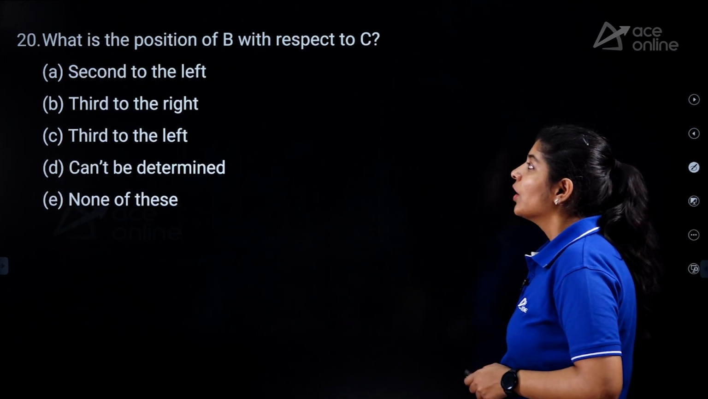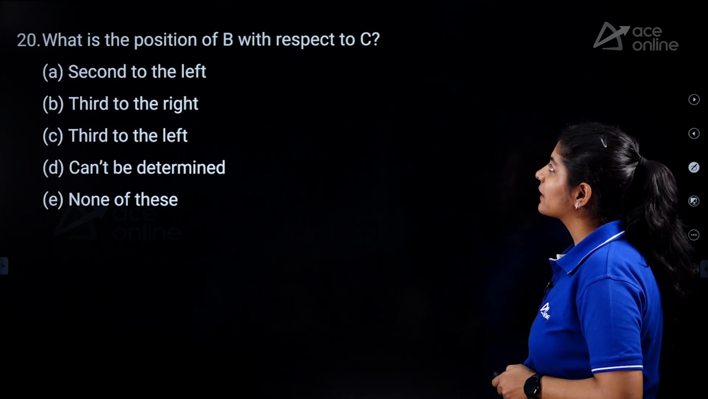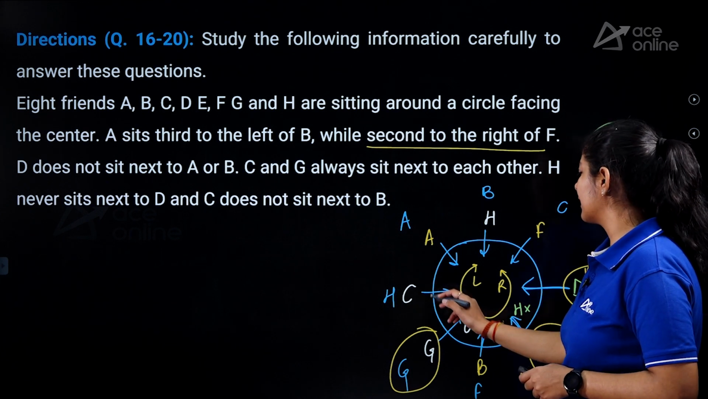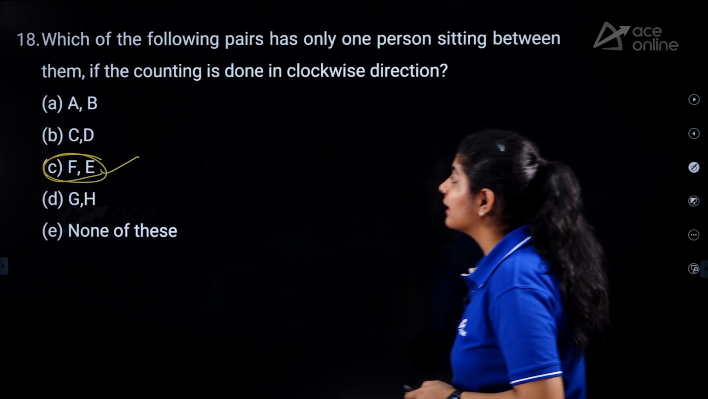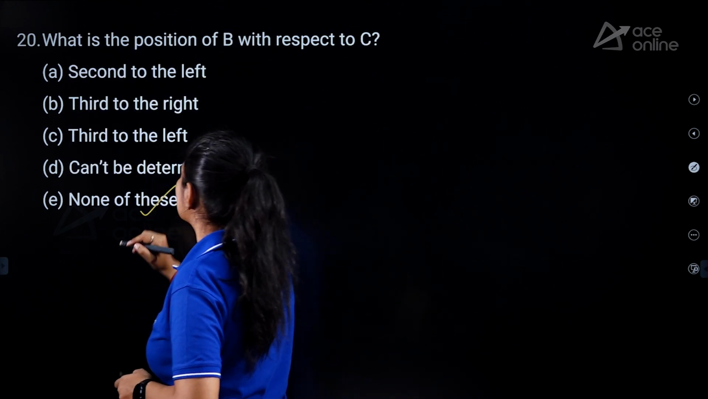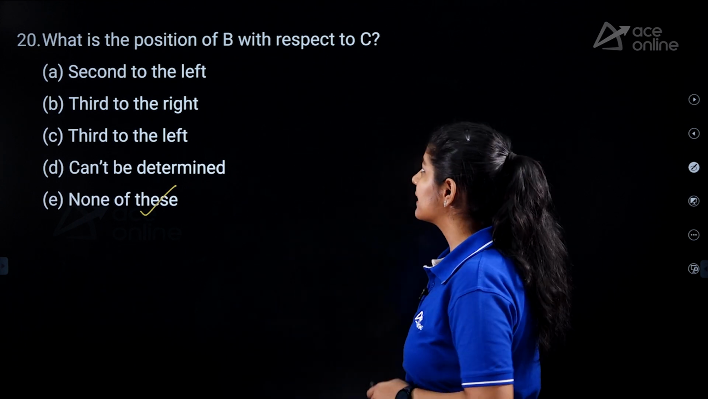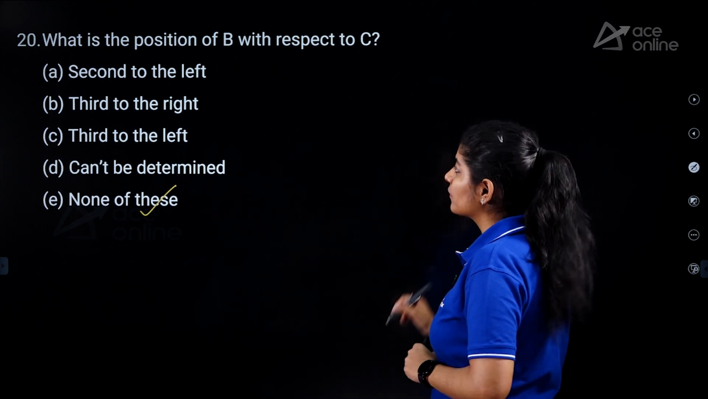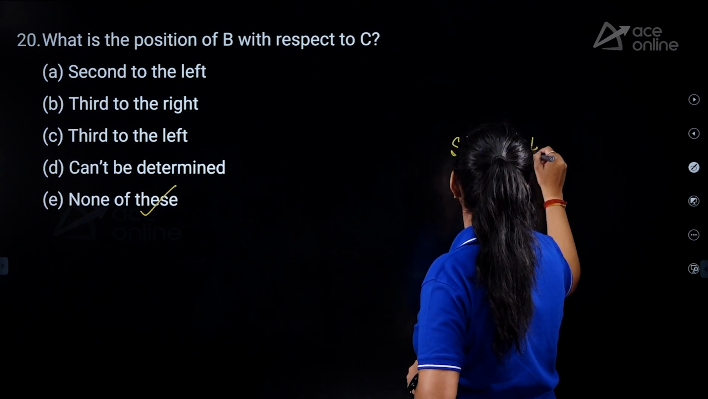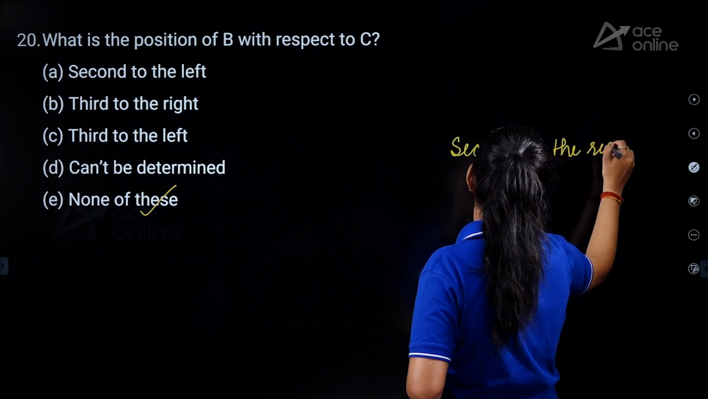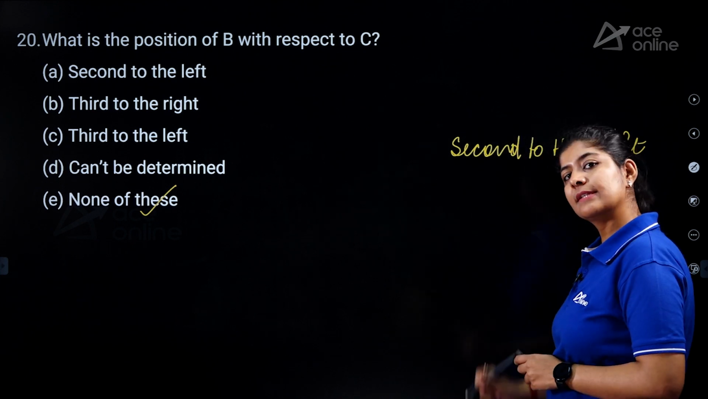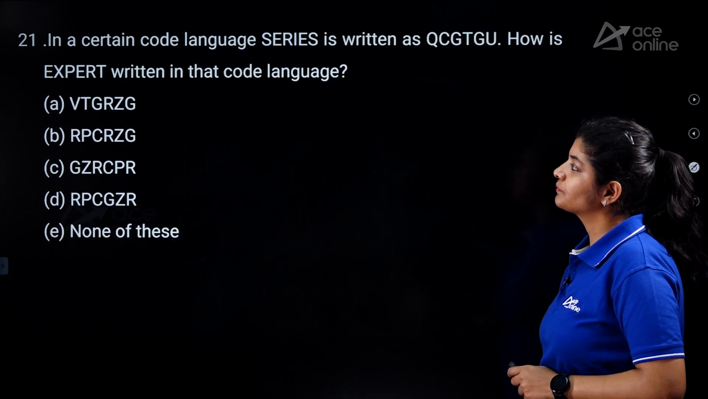And the last one. What is the position of B with respect to C? So here it is like first right, second right. It is on the second right. So basically the correct answer over here is option number E. The position of B with respect to C is nothing but second to the right. Is it clear? Okay. Next one.